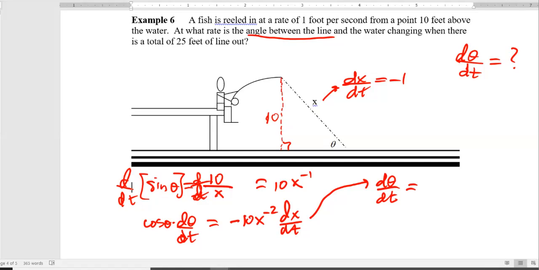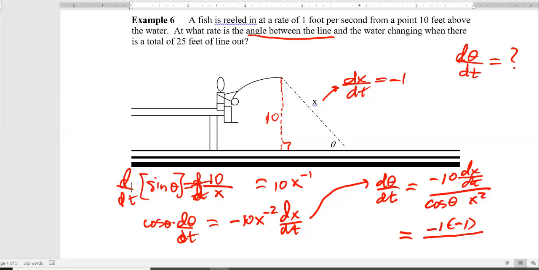You'll have -10 dx/dt over cosine theta, and then we have an x squared there. Okay, so we need a couple things here. Well, we have dx/dt, we know it's a -1, so we have -1 times -1, that. And now we need x and we need theta. So we're gonna have to work around this.